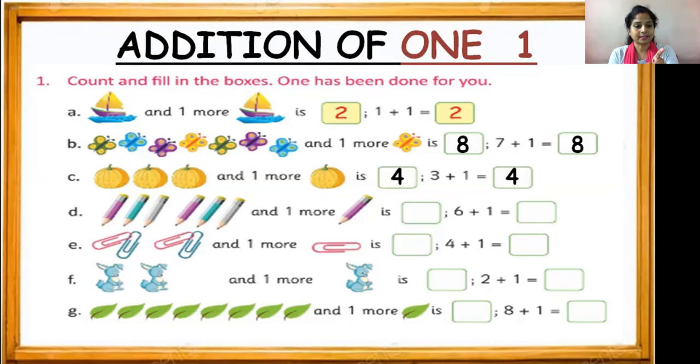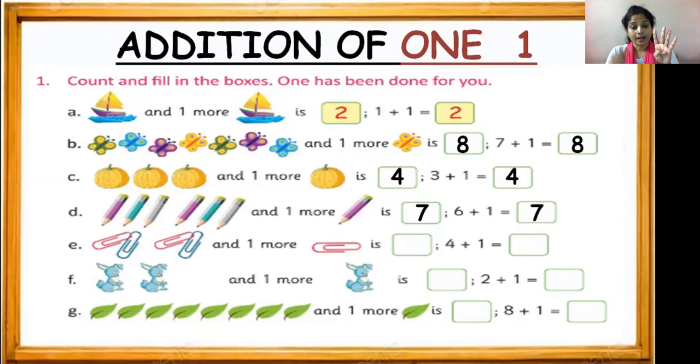Okay, now count the pencils. 1, 2, 3, 4, 5, 6. So 6 pencils and 1 more. What is the number next to 6? 7. So we have 7 pencils in all. And how you will write with the help of numbers? 6 plus 1 equals 7. Wow, now you can do it. Now the E part, paper pins. Okay, so count the paper pins. 1, 2, 3, and 4.